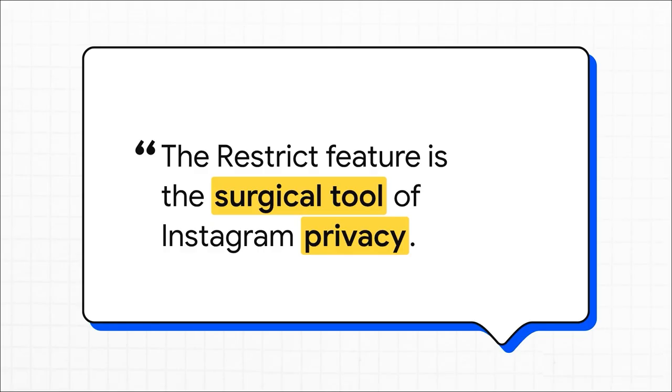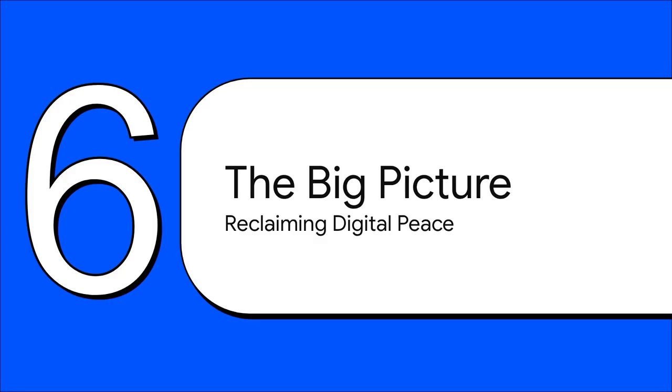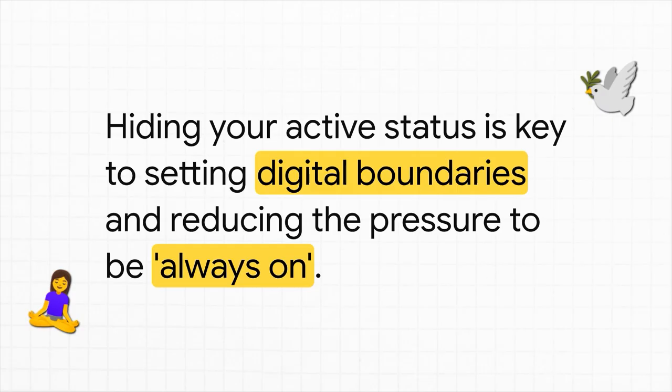So we've gone through the how, but let's just take a step back and look at the why again. Because this isn't just about hiding a little green dot. This is about fundamentally changing your whole experience on Instagram. At the end of the day, what you're doing is setting a boundary. You're giving yourself permission to log off without feeling guilty. You're basically telling yourself and everyone else that you'll respond when you're ready. It's a move away from instant replies and toward intentional communication.